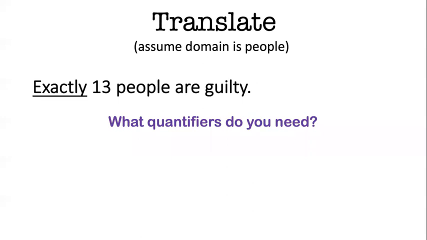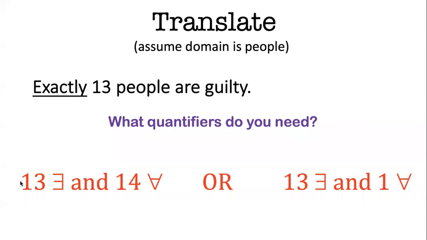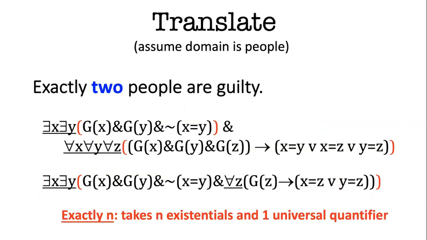Okay, there are two good answers here because there's a long way and a short way to translate exactly. So either you're going to need 13 existential quantifiers either way, because exactly 13 people does require the existence of 13 distinct people. But also we're going to need some other universal quantifiers, either 14 of them or one of them, in order to say that there can't be any more than 13 people. So here's the two ways to think about exactly.